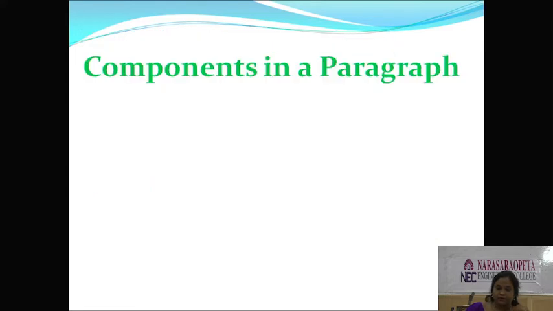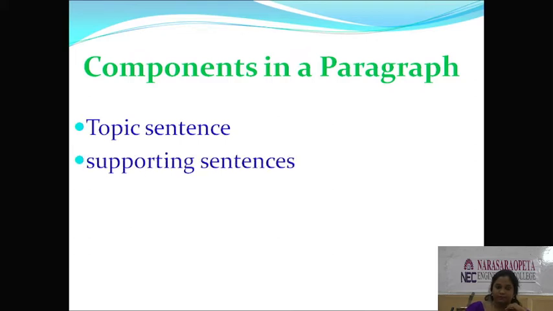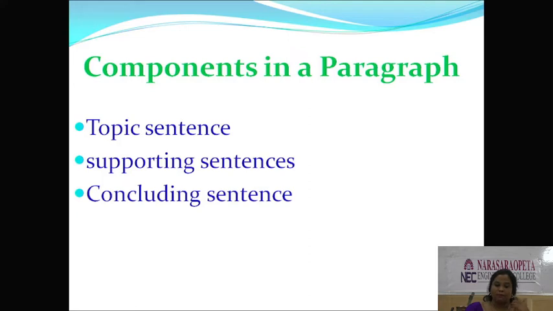Now going to the second one, components in a paragraph. Components are nothing but the parts that a paragraph constitutes. What is a paragraph made up of? A good paragraph is made up of a topic sentence, supporting sentences and concluding sentences. Be it a paragraph or whatever you write, these are the components that are very, very useful and a student should keep in mind while writing a paragraph. So the first one is the topic sentence.